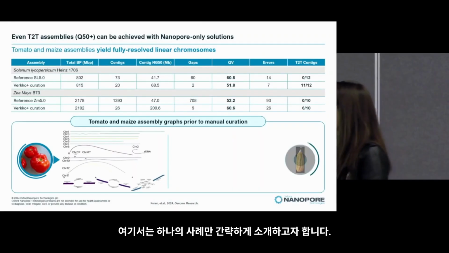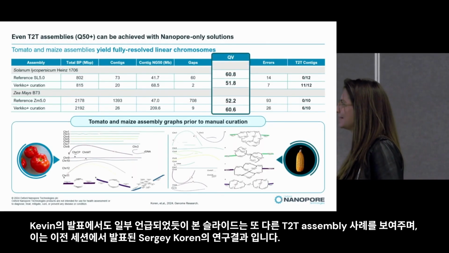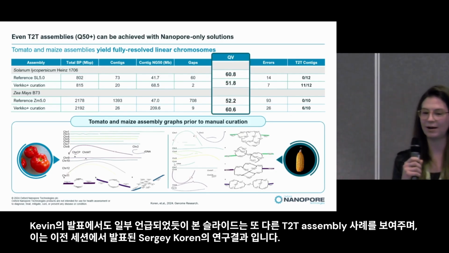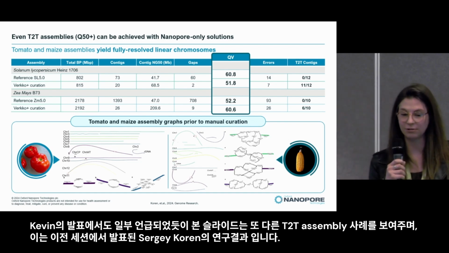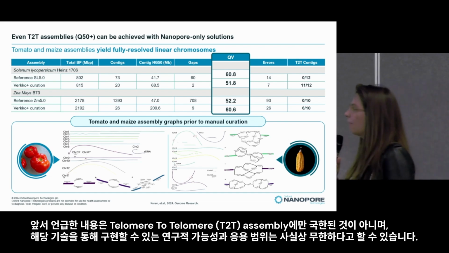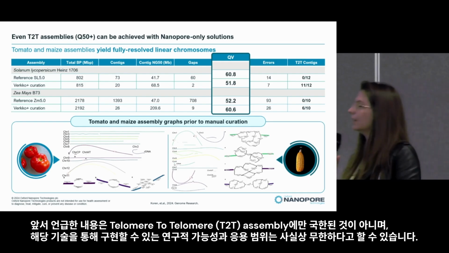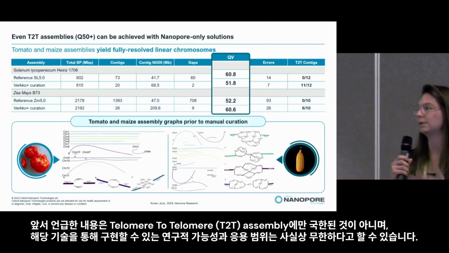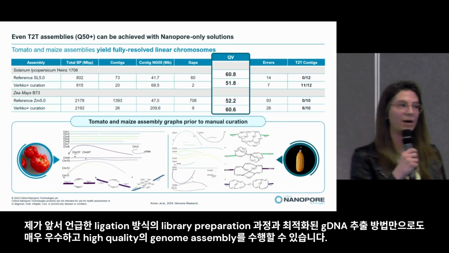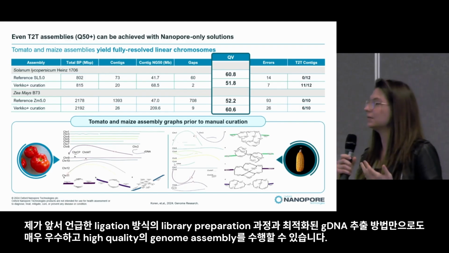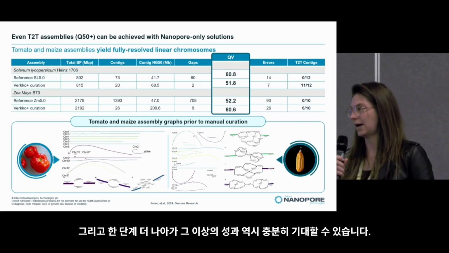And I just want to highlight this briefly. Kevin's work, I think, covered this to some extent. This is another T-to-T assembly. This is Sergei Korin's work, which you may have been in his talk earlier. Now, what I spoke of before was not a T-to-T assembly, but you can imagine here that the sky is the limit in terms of your capabilities with our technology. So with LSK and the sample best practices that I spoke about, you can still assemble beautiful high quality genomes, but you can even go beyond that.